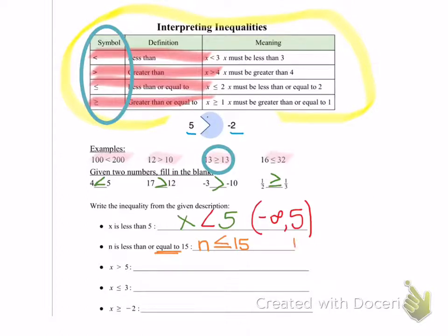So again, we're going to have 15, which is the max it can be. Our minimum will be negative infinity. Well, infinity is always parentheses, but this time it does have that equal to. So because it has that equal to, we're going to have a bracket.